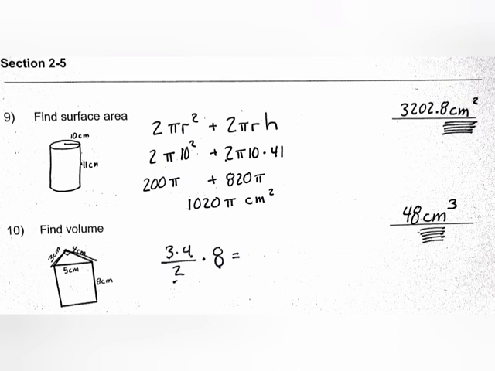For problem 10, we have a triangular prism, so we need to find the area of the base, which is the area of the triangle, which is 3 times 4 divided by 2. And we're going to multiply that by the height of the prism, which is 8. Multiply that out, we get 48. Since it's volume, that is centimeters cubed.